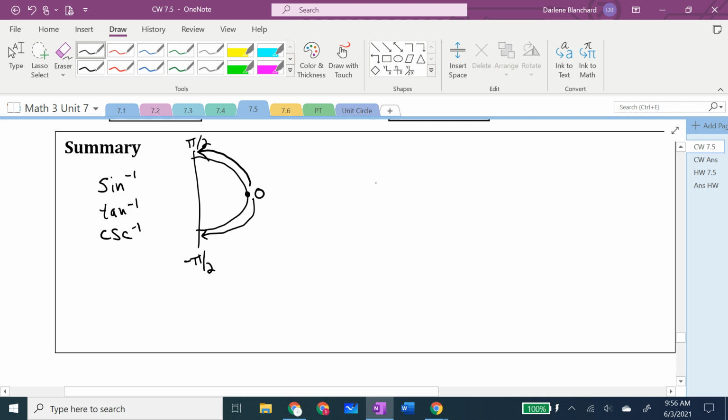The other three trig functions are cosine. So if you're using inverse cosine or inverse cotangent, or who is cosine's reciprocal function? Secant. So if you are using inverse cosine, inverse cotangent, or inverse secant, you're only dealing with the top half of the unit circle from 0 to pi.